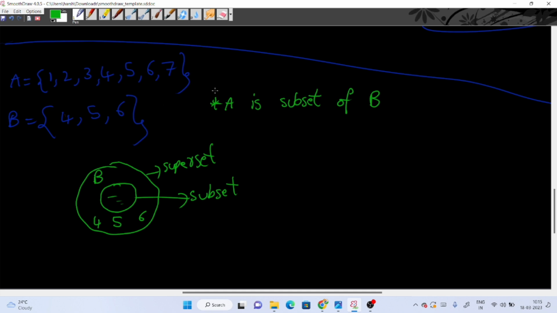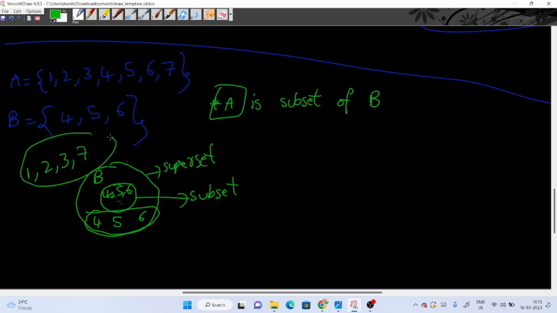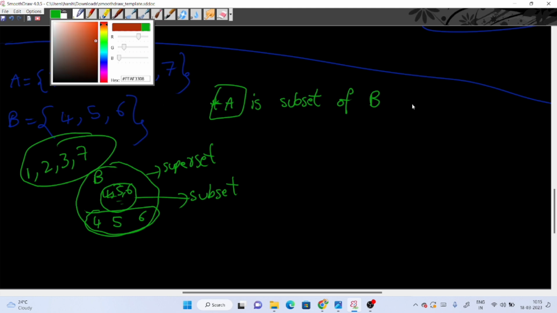So the question is whether A is a subset of B or not. So let us consider whether A will fit in this box or not. So in A we have 1, 2, 3, 4, 5, 6, and 7. But in B we have only 4, 5, 6. So we may fit 4, 5, 6 in this subset, but we can't fit 1, 2, 3, and then 7. So that's why A will definitely not be a subset of B. So the output could be something like false.